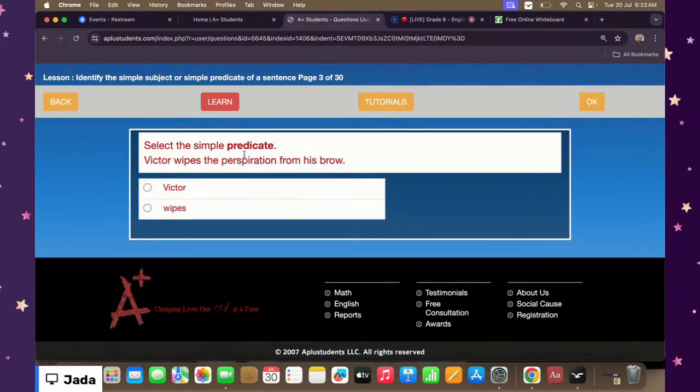Simple predicates. Victor wipes the perspiration from his brow. Now, what is the predicate here? Is it Victor or wipes? Mm-hmm. So what's this one? Wipes. Okay. All right. Good job.